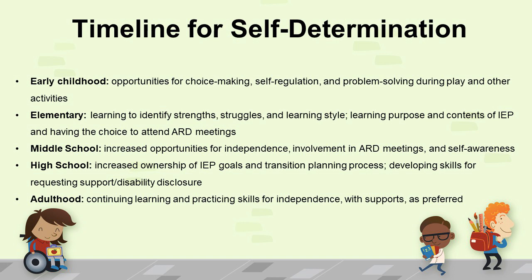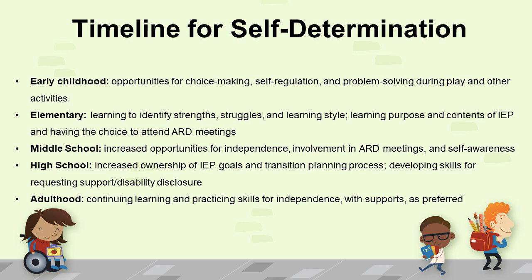In middle school, this includes increased opportunities for independence, involvement in the ARD meetings, and self-awareness. In high school, this includes increased ownership of the IEP goals and the transition planning process, developing skills for requesting support and disability disclosure. In adulthood, this includes continuing learning and practicing skills for independence with supports as preferred. It's never too early to build a foundation for self-determination through systematic interventions for young students.